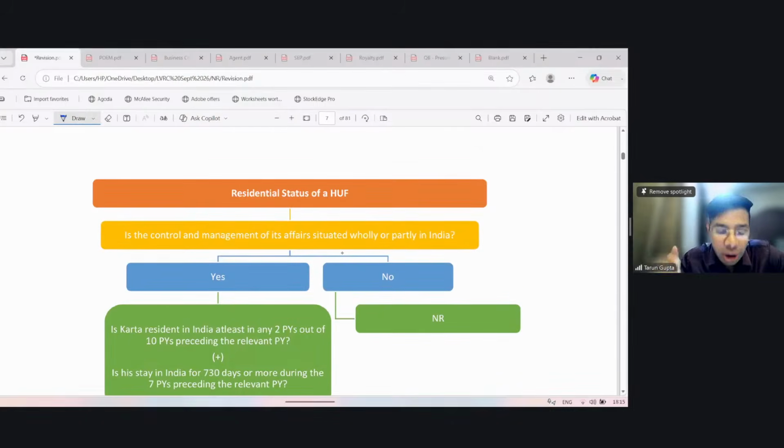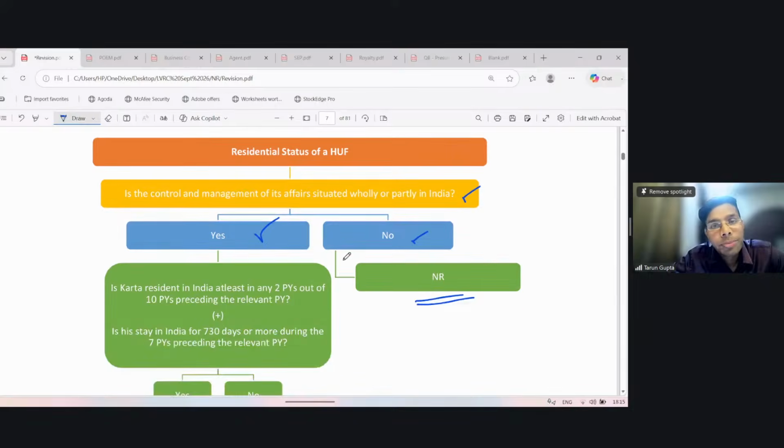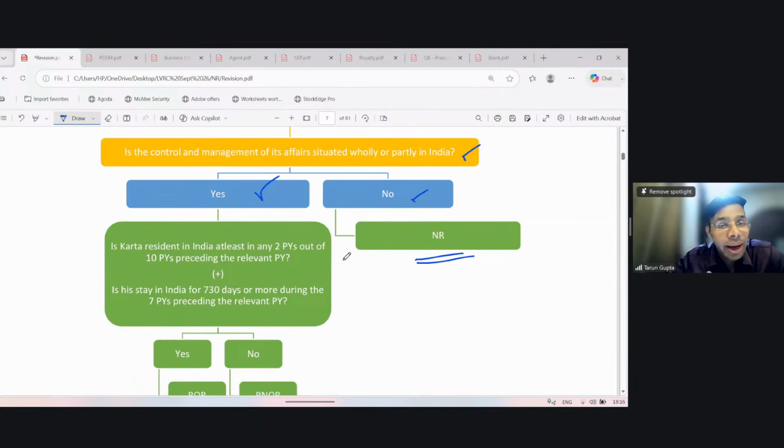So it says residential status of HUF. First, you have to ask the question whether the control and management of its affairs is situated wholly or partly in India. If the answer is yes, meaning even a part of the control and management is situated in India, then the HUF is resident. If the answer is no, that not even a part of its control and management is situated in India, then the HUF is NR for sure. But if any part of control and management is situated in India, then we have to see whether the Karta satisfies the additional conditions.